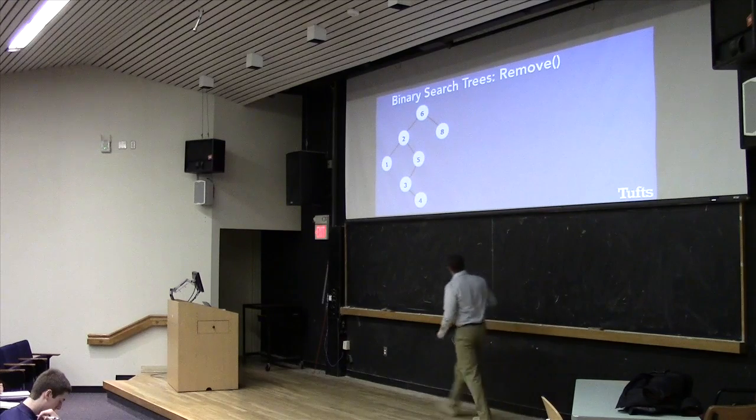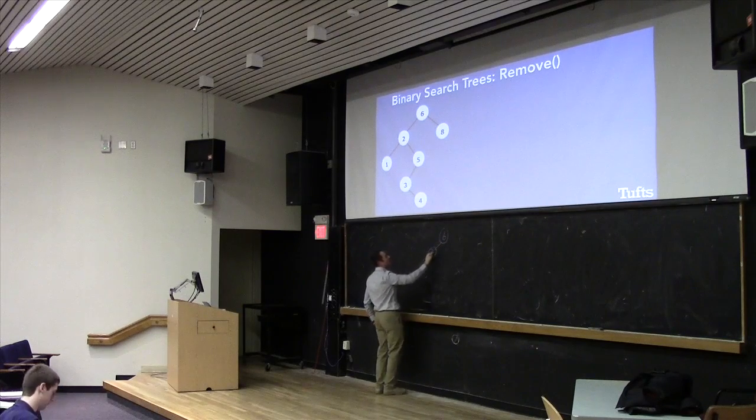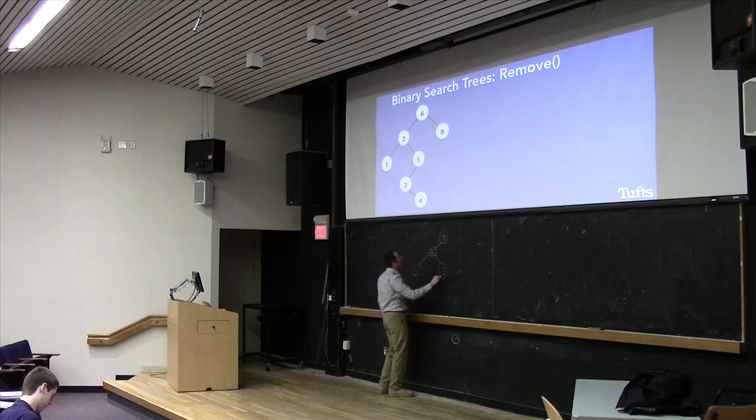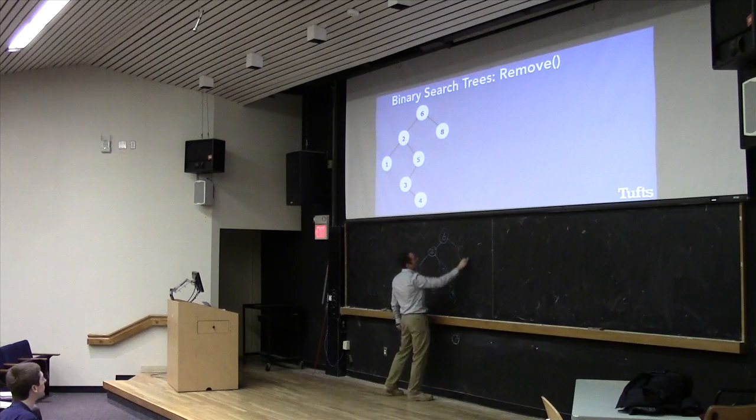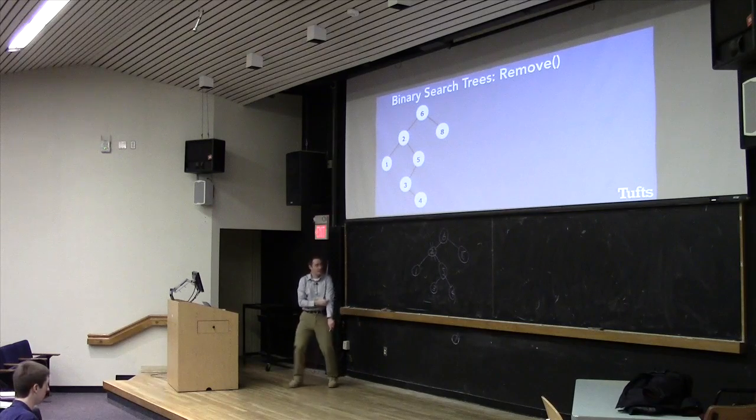Okay, use a blue pen. All right, so we've got 6, and then we've got 2, and then we've got 1, and then we've got 5, and then we've got 3, and then we've got 4, right? And then we've got 8 over here. We're trying to remove 2.